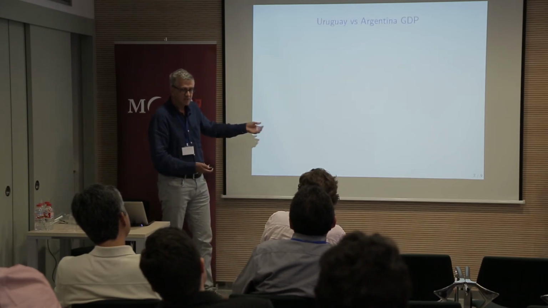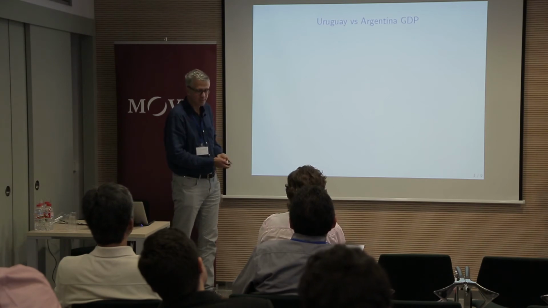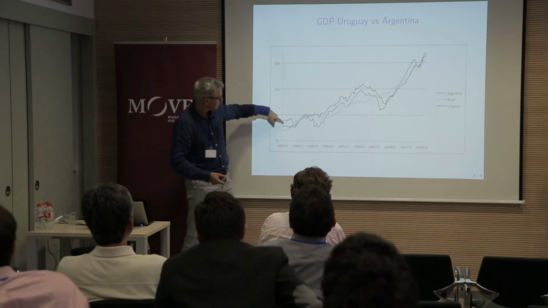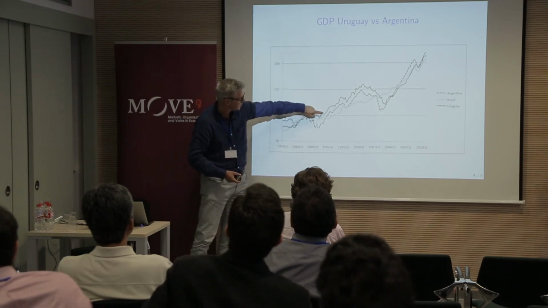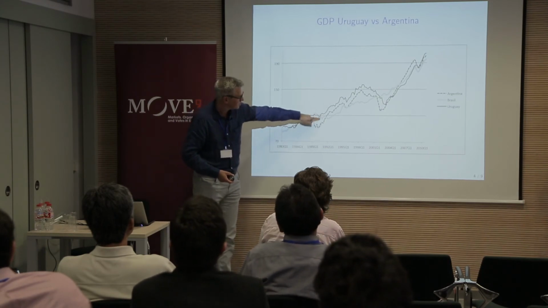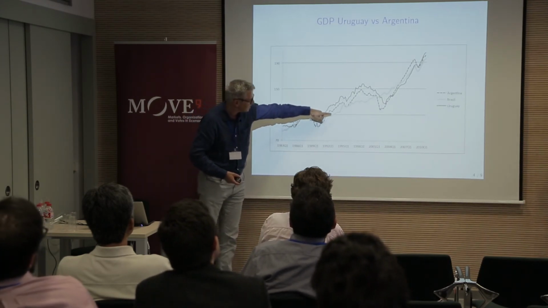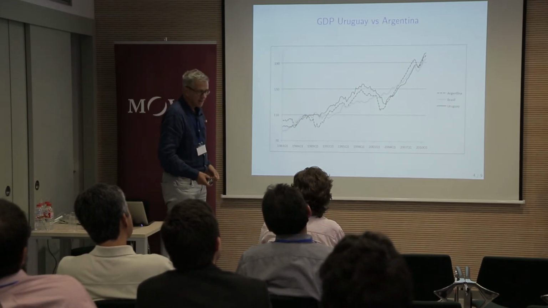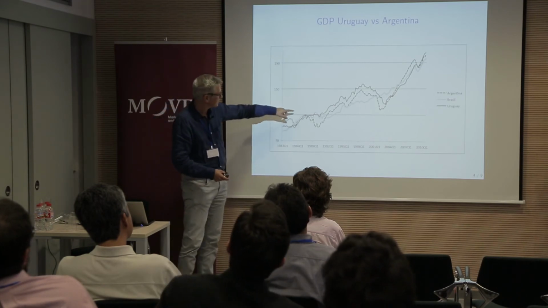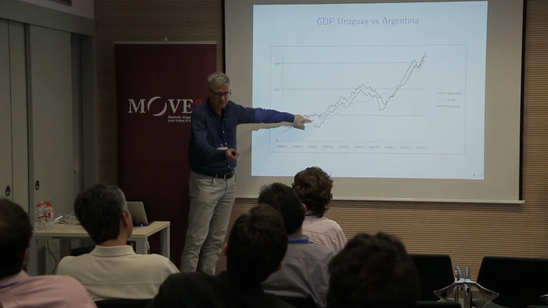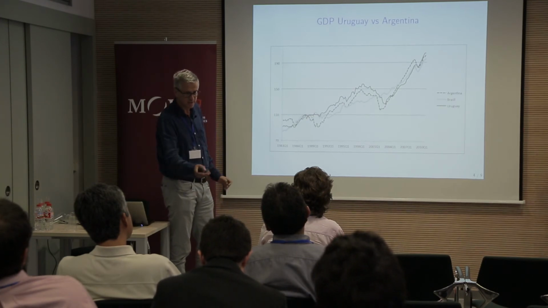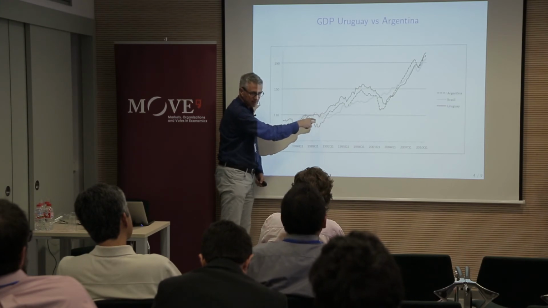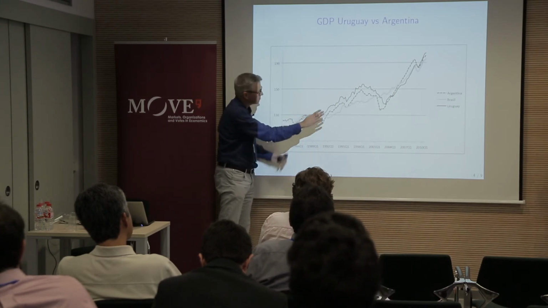And let me be more striking in my argument. This is real GDP: the continuous black line is Uruguay, the dashed one is Argentina, and the gray is Brazil. They are all going up in some way or another. But if I gave the Uruguayan GDP to Juan Pablo, I think he would think this is the Argentinian one. It's very, very similar, apart from the crisis in 91, where Uruguay did a little bit better.